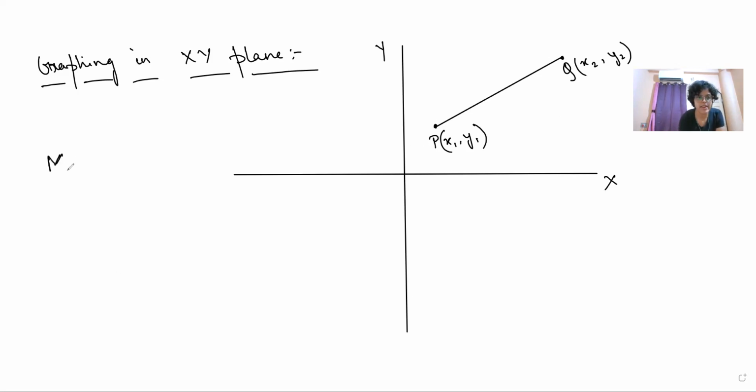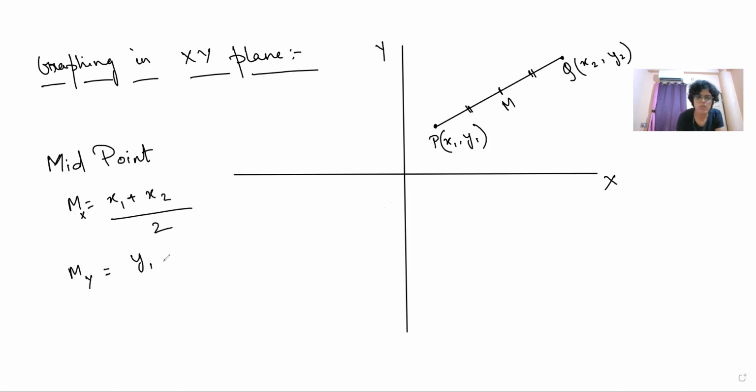First, we can find out the midpoint of the line segment PQ. Let's say it is a point M, which cuts the line segment PQ into two equal halves, which means it bisects it. We can find the coordinates of M very easily. The x coordinate of M would be equal to (x1 plus x2) by 2, and the y coordinate of M would be equal to (y1 plus y2) by 2.